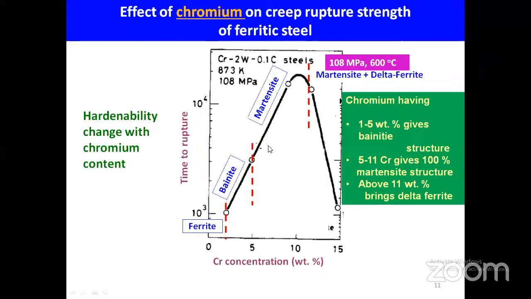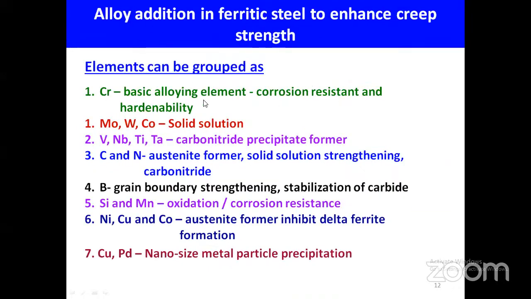So now let us see how we arrive at the 9 to 12% chromium. With increasing chromium the strength is increased; the rupture time with chromium concentration is shown. At 9 to 12% the strength is maximum. Beyond 9 to 12%, the strength degrades because of the formation of delta ferrite, which is softer than the martensite structure. The major alloying element added in these 9 chrome steels is chromium, the basic alloying element, which is added for corrosion resistance and hardenability, and also to enhance the strength of this 9 chrome steel, a 9 chrome and iron alloy.